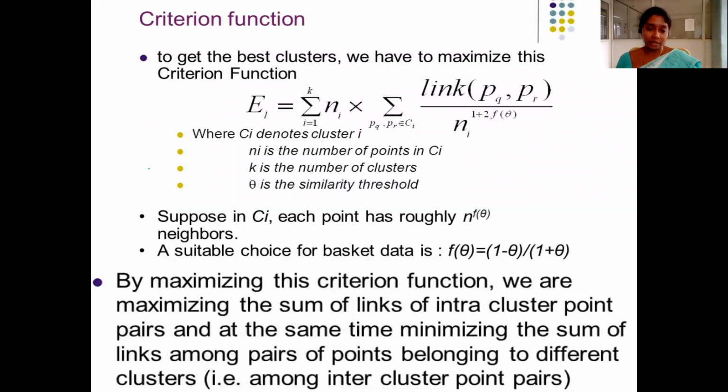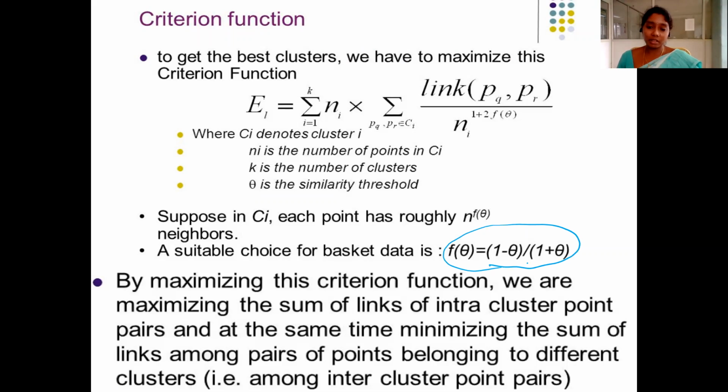The next concept we need to know under this ROCK algorithm is the criterion function. To get the best clusters, we have to maximize this criterion function. Here Ci denotes the particular cluster i, Ni is the number of elements in that cluster, K is the total number of clusters for the ROCK algorithm, and theta is the similarity threshold, which we already know. This function of theta is given like this.